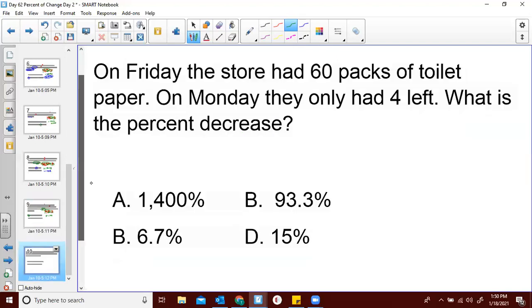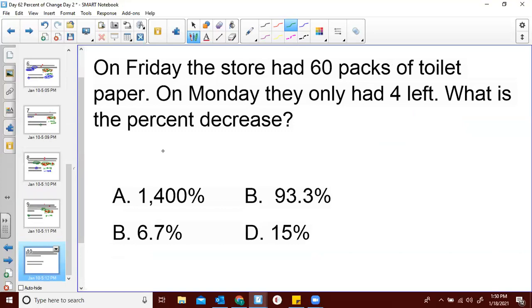And last, on Friday, the store had 60 packs of toilet paper. On Monday, they only had 4 left. This must have been in the beginning of the COVID. So on Friday, the store had 60 packs of toilet paper. That's going to be our old number. That's where we're starting. And then we went from Friday, then we had Saturday, then Sunday, then Monday. That's going to be our new number.